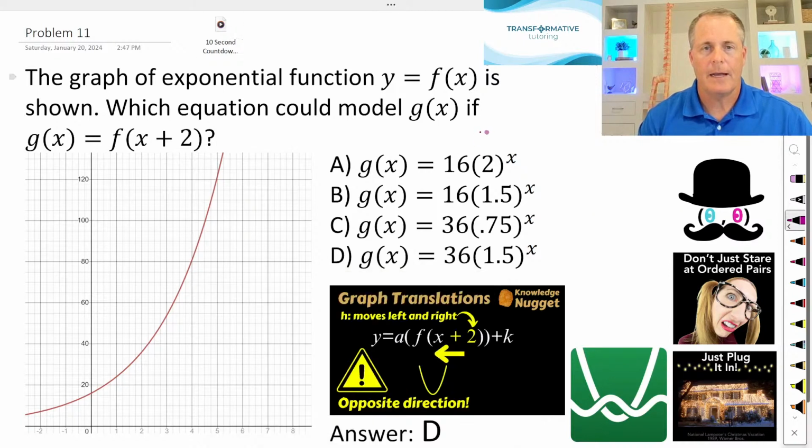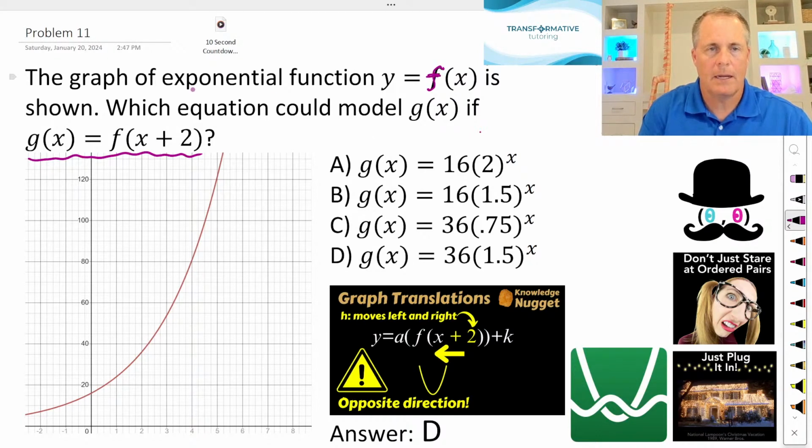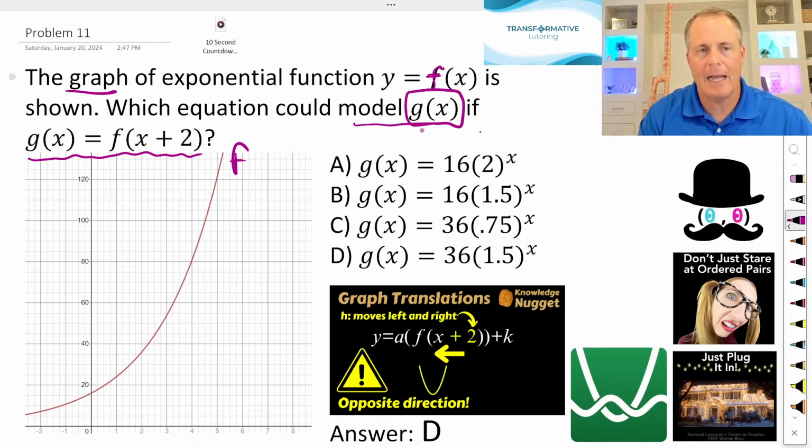Okay, so a very common style of question. These are called transformation questions when you start seeing things like this and they're trying to move the graph around on you. So it says that the graph of f is shown here, so maybe put an F on that. And it says which equation could model g, so that's a graph we're not seeing, and they say that g is equal to f of x plus 2.